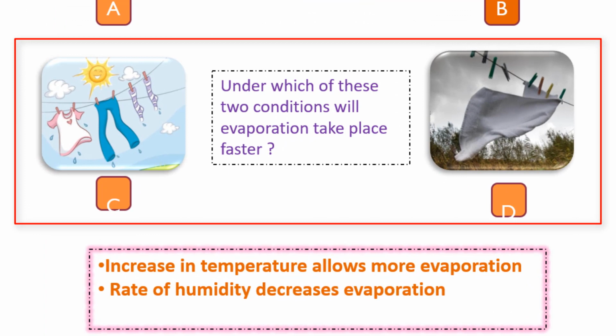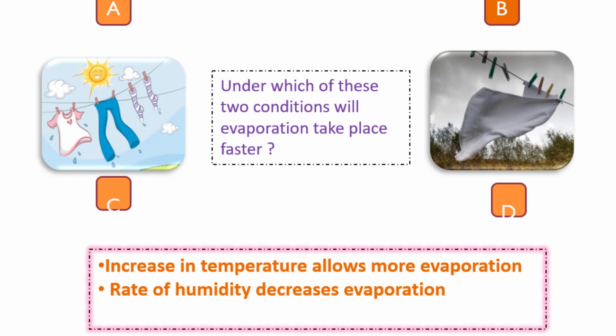Observe the condition of nature. On the left hand side, that is figure C, you see a bright sunny day, and in D, you see a cloudy day. Under which of these two conditions will evaporation take place faster? If your answer is C, then you are correct. On a sunny day, heat will definitely have an impact on the process of evaporation.